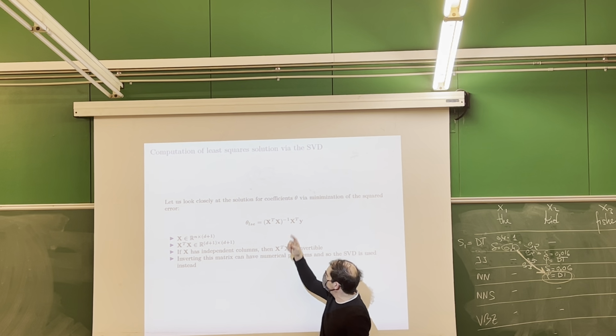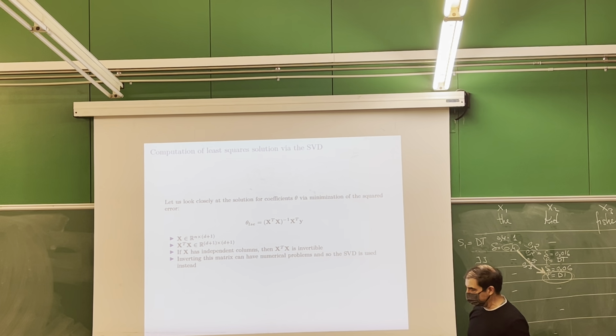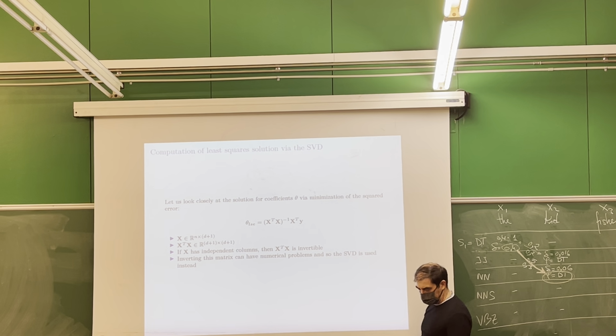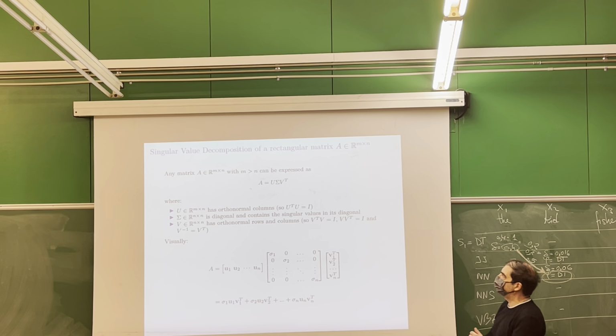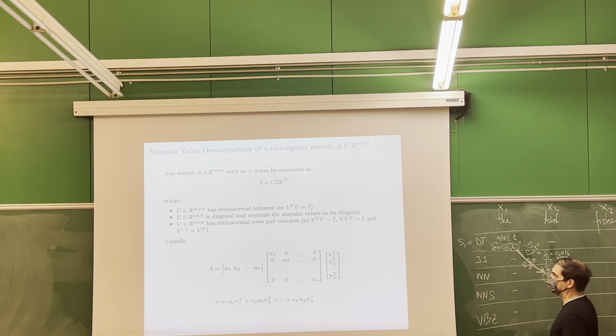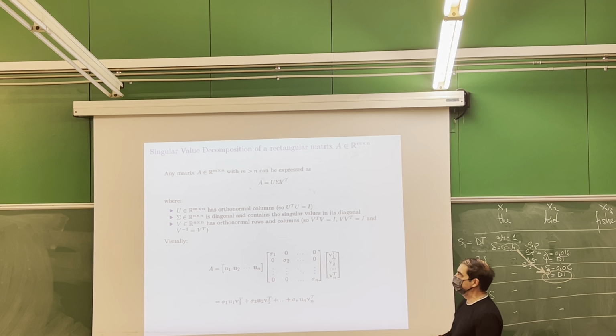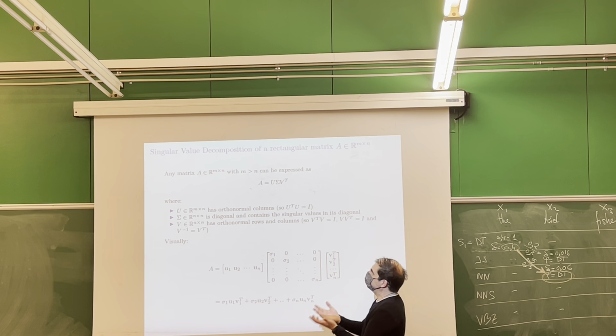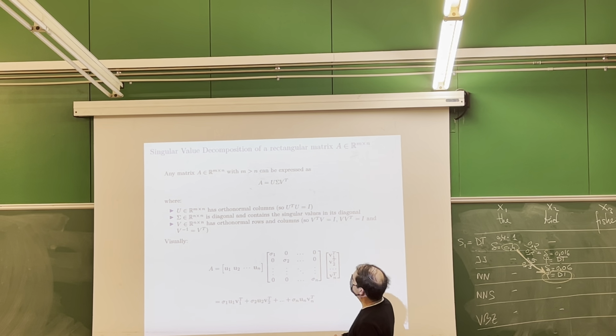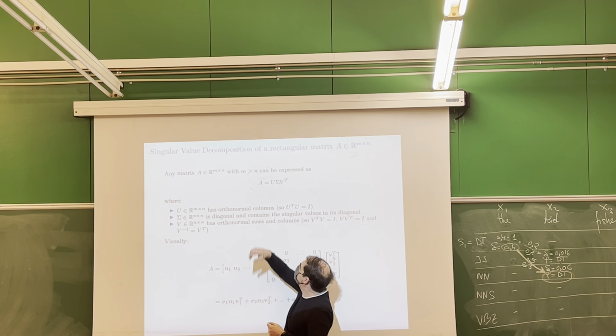So, in practice, when we do this, instead of using this inversion here, we do the singular value decomposition of the matrix. The singular value decomposition of one matrix is simple. This is something that can be done on any matrix. The number of columns and rows is not necessarily the same, so this does not need to be a square matrix. And then this is the decomposition. Any matrix can be decomposed in this way.